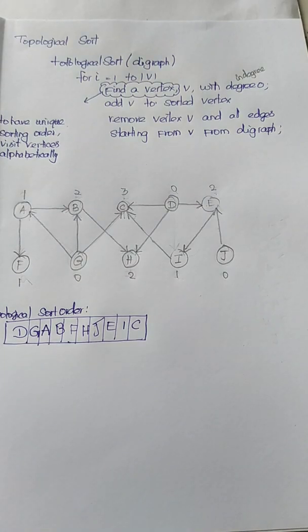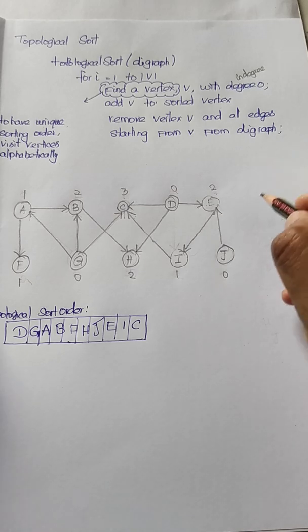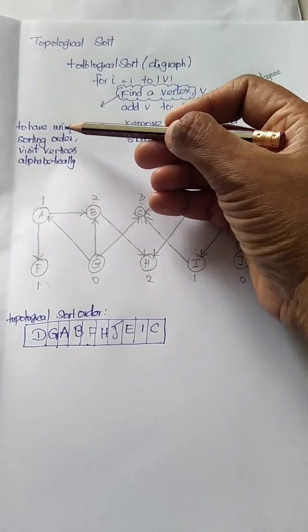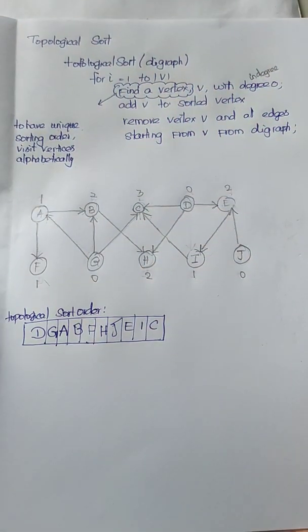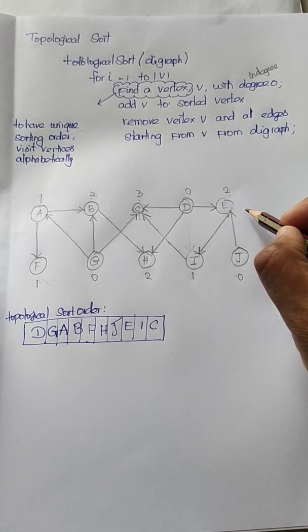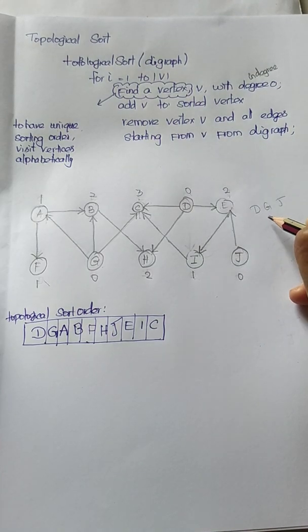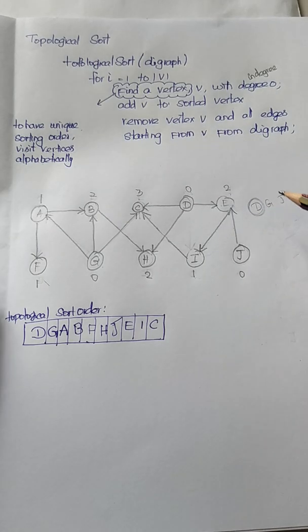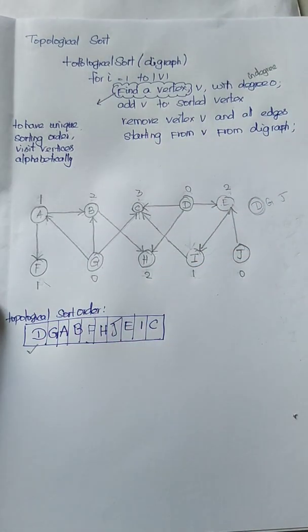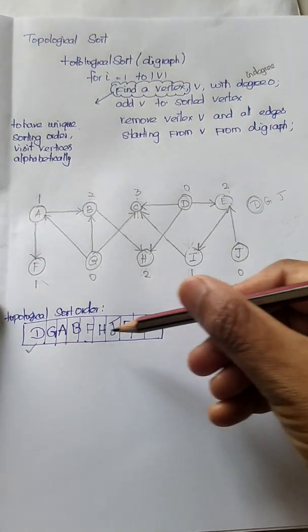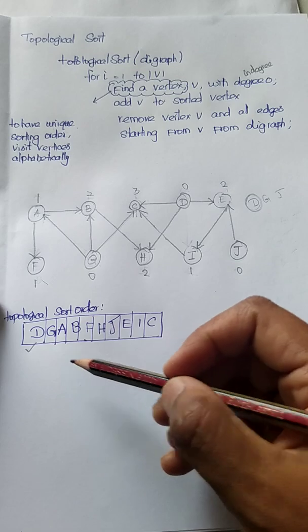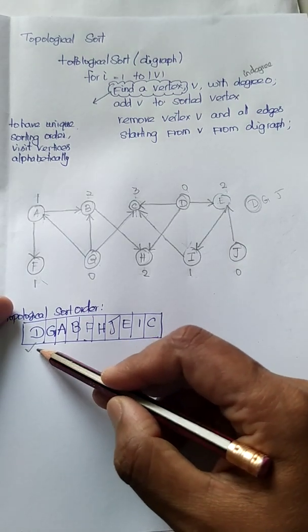I told you already, you can pick any vertex with in degree 0. But here, let me list them out and then use this strategy to select a particular vertex. Which of the vertices have in degree 0? D, G and J. Pick the one in alphabetical order. Which comes first in alphabetical order? D. So that one I visit first. Let me put a tick here so you can understand.